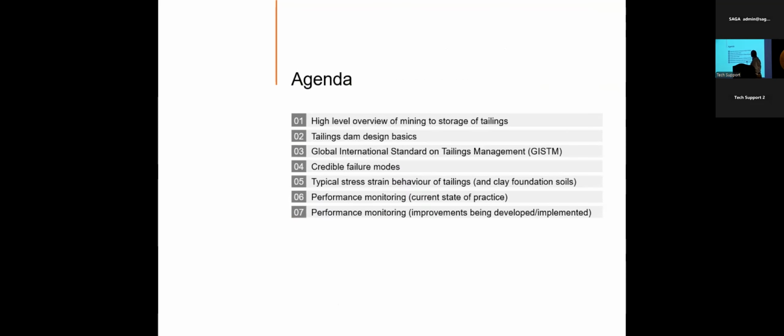I'm just going to give a high-level overview, talk about some design basics, talk about the GISTM, and talk a little bit about credible failure modes. Then I'm going to talk about stress-strain behavior, which I think will be interesting for this group. Then a little bit about performance monitoring, where we are now, and some of the things where I think this group may be able to contribute in the future.